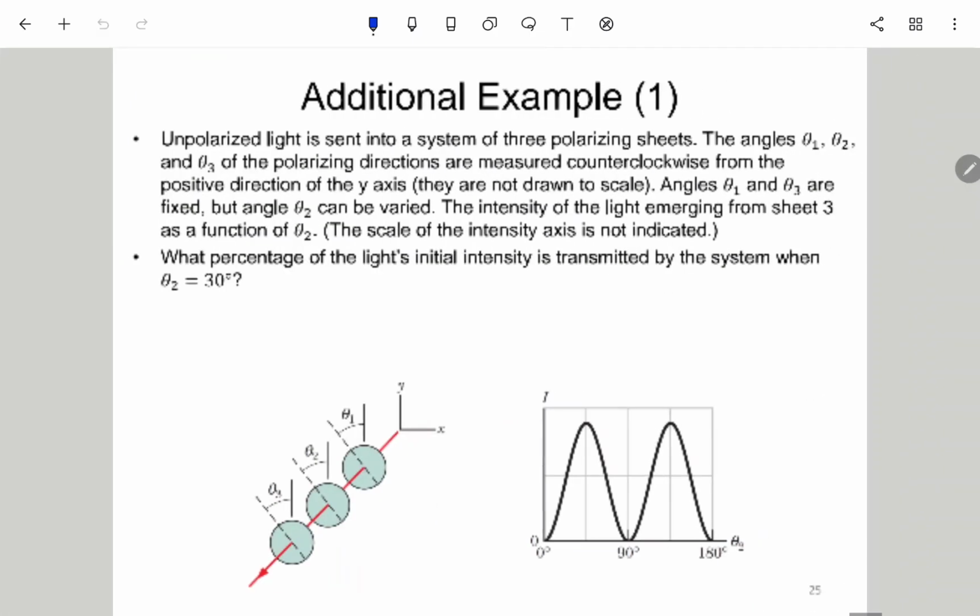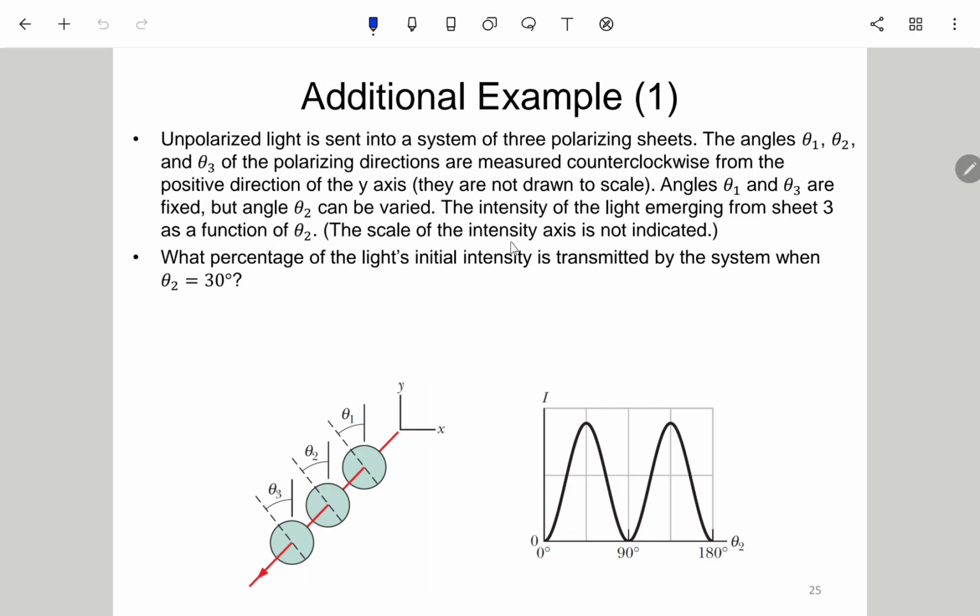Okay, so finally we have some additional examples. This one says unpolarized light is sent to a system of 3 polarizing filters. The angles theta 1, theta 2, theta 3 of the polarizing directions are measured counterclockwise from the positive direction of the y-axis. The angles theta 1 and theta 3 are fixed, but angle theta 2 can be varied. The intensity of the light emerging from sheet 3 is shown as a function of theta 2.